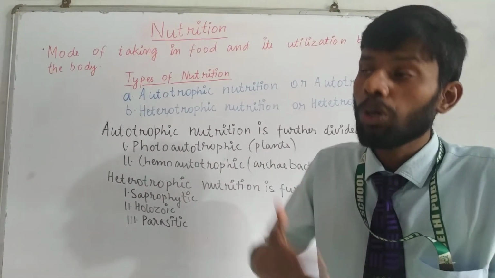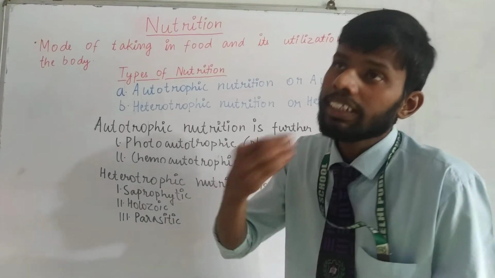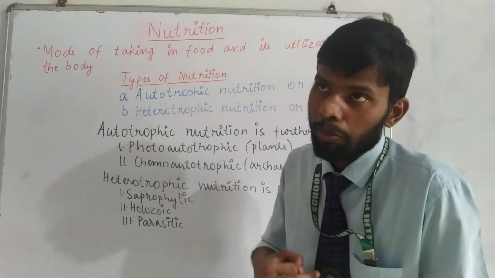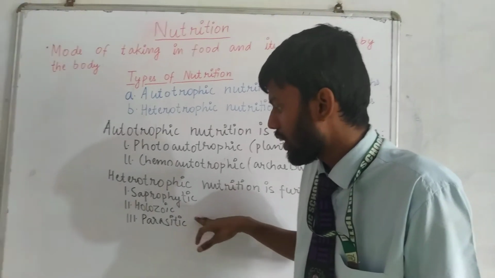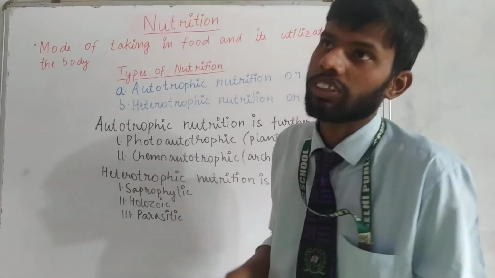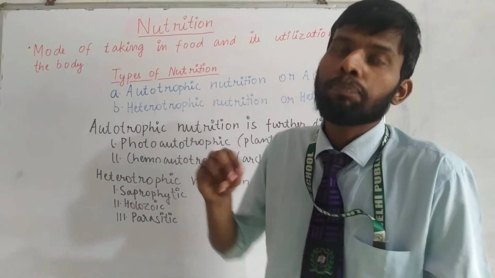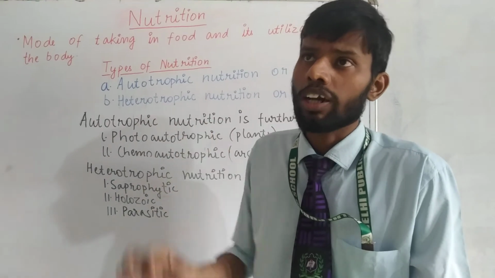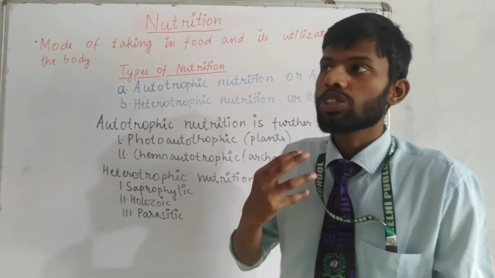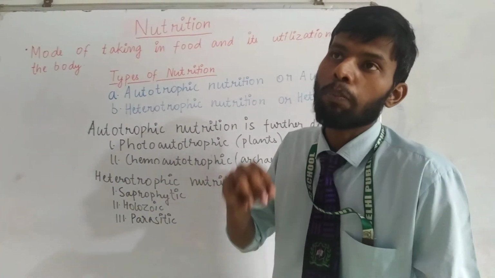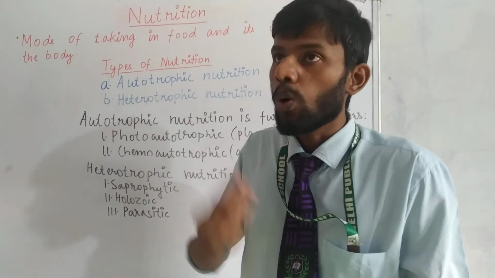So the holozoic mode of nutrition is a very complex mode of nutrition. We human beings also follow the same mode of nutrition. We take in food by the process of ingestion, digest it, absorb it, assimilate it, and excrete out the waste product. Last one is the parasitic mode of nutrition. This is the type of nutrition in which an organism is dependent upon the body of another organism for its food. For example, lice, which stay in our hair, are dependent upon the blood of our body, and the body is called the host.